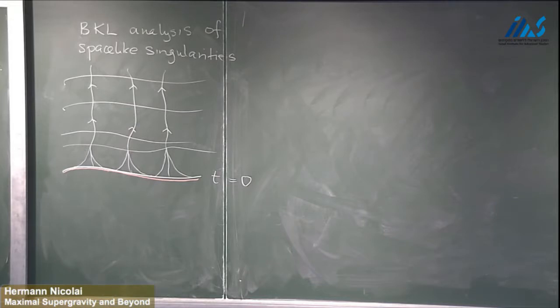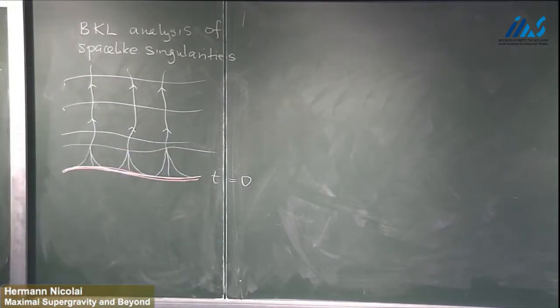This was work they started doing in the late 60s, and the main paper is from 1972. BKL stands for Belinsky, Khalatnikov, and Lifshitz, and you can even read about it in Landau-Lifshitz Volume 2, towards the end. This is where you never get to when you read this book, at least I didn't. At the time when I read Landau-Lifshitz, I never looked at these late chapters. Anyway, it's all there.